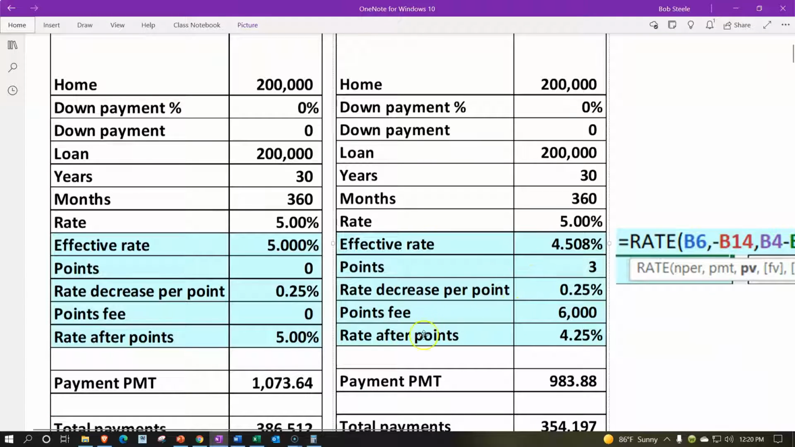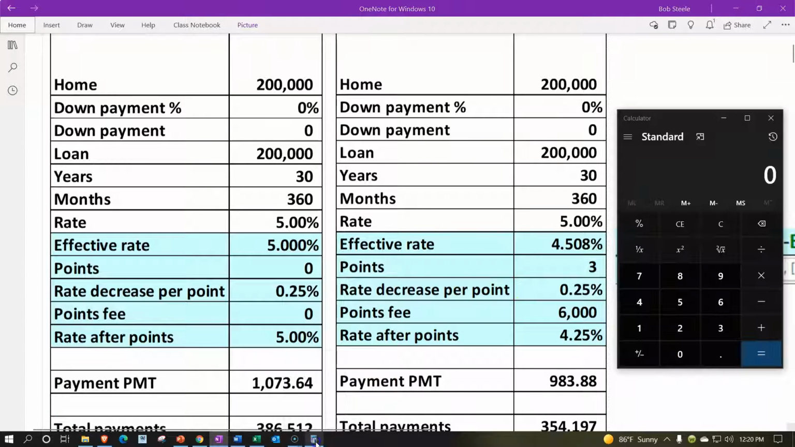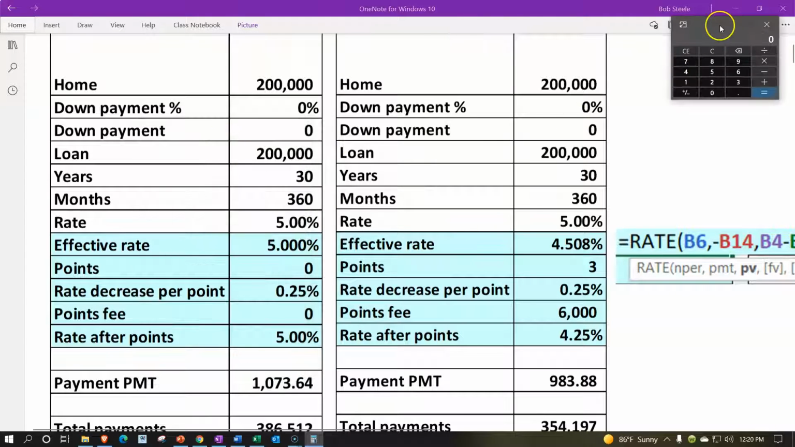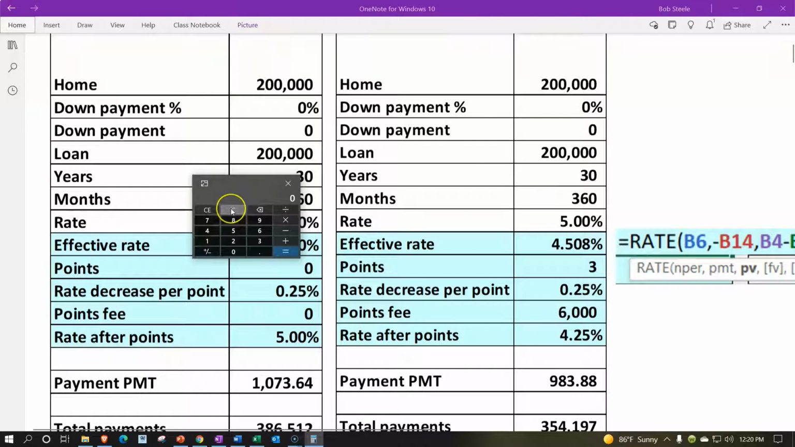We're going to say 3 points here, remembering that the points represent 1% of the loan balance. So if we had the loan balance up top at the 200,000 at 1%, 0.01, we'd get 2,000. If we have 3 of those, then times 3, we get the 6,000. That's the cost of the points.